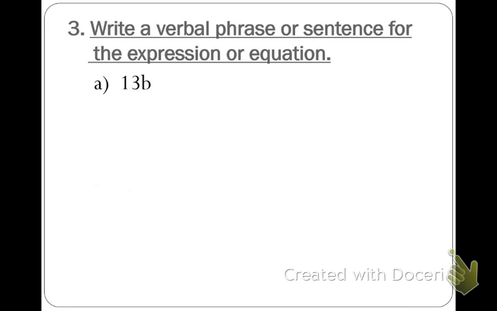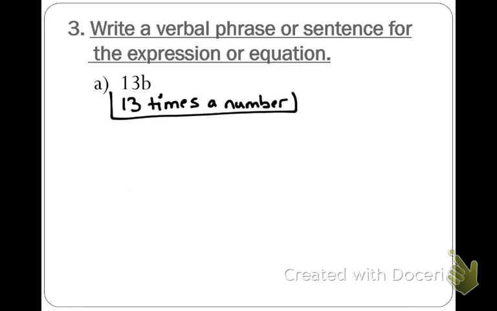Write a verbal phrase or sentence for the expression or equation. So basically now we're doing the opposite. This right here is an expression. It says 13b. Can anyone explain to me what 13b means? 13 times. Very good, okay? So he says 13 times b, but according to our lingo that we've been using, instead of saying b, you'll put 13 times a number. For that, just remember anytime, like we said before, you have a number right next to a variable, that always means to multiply them together.